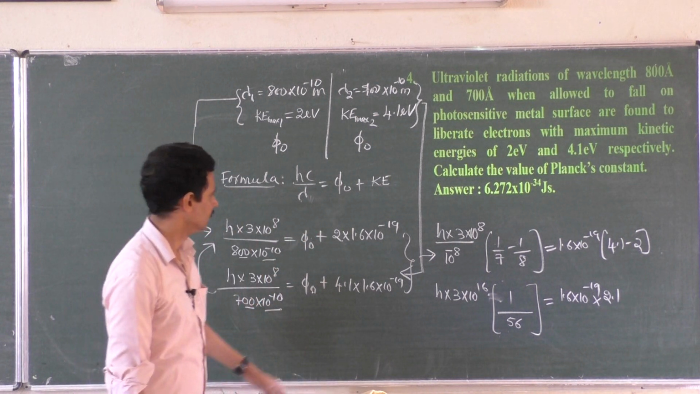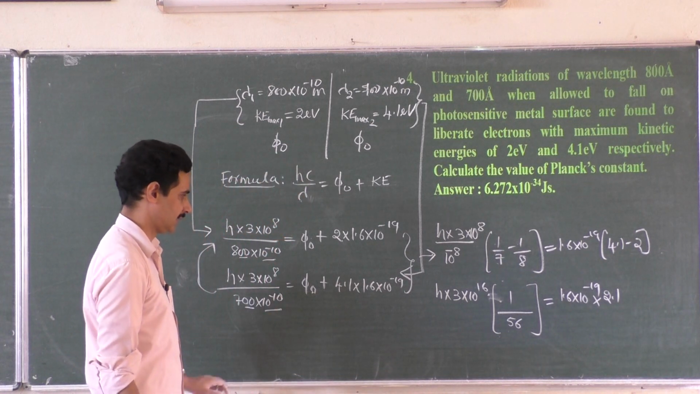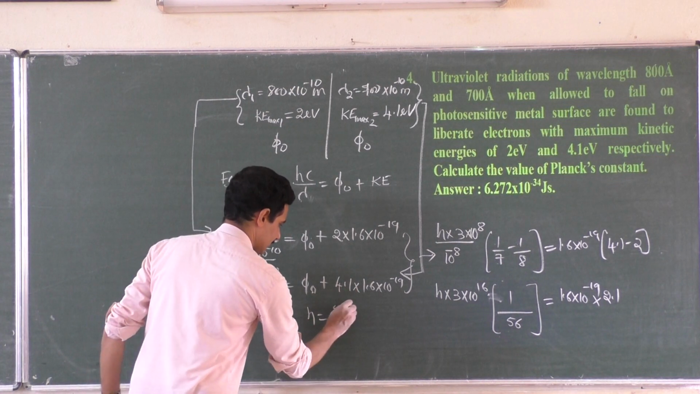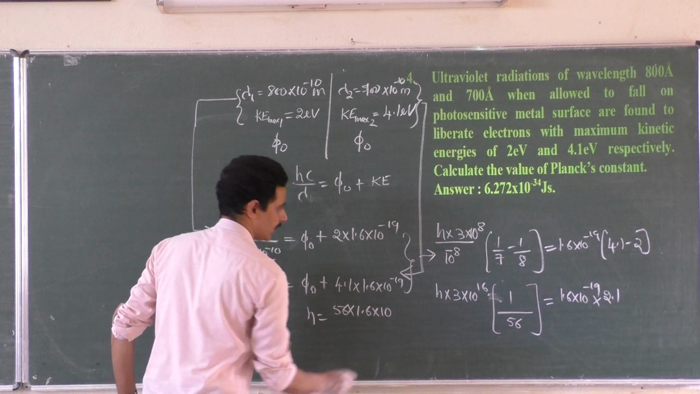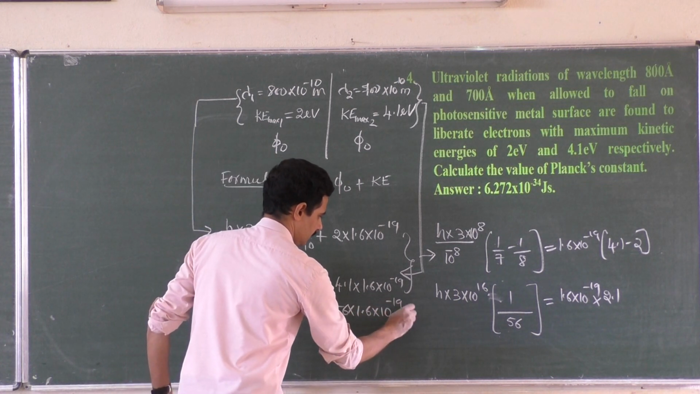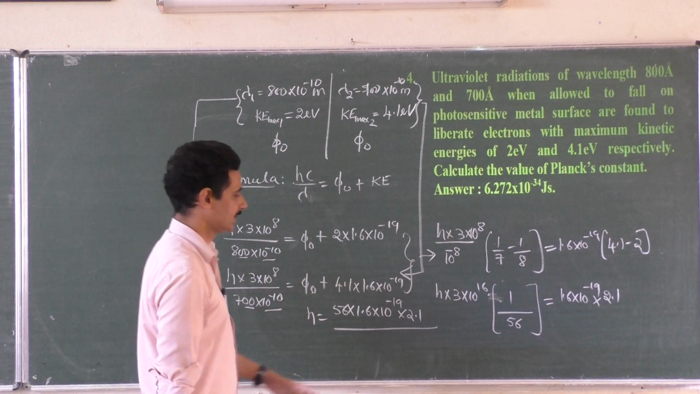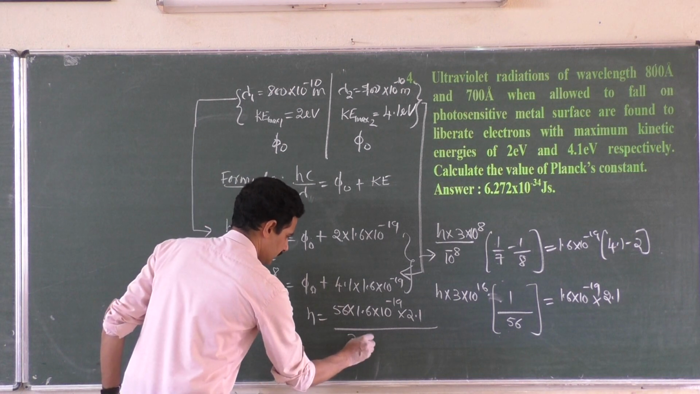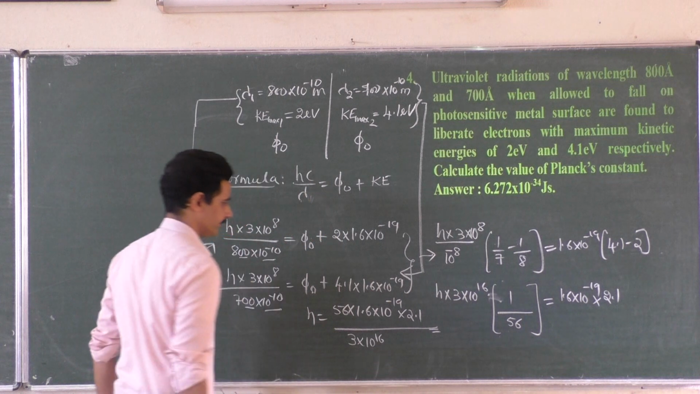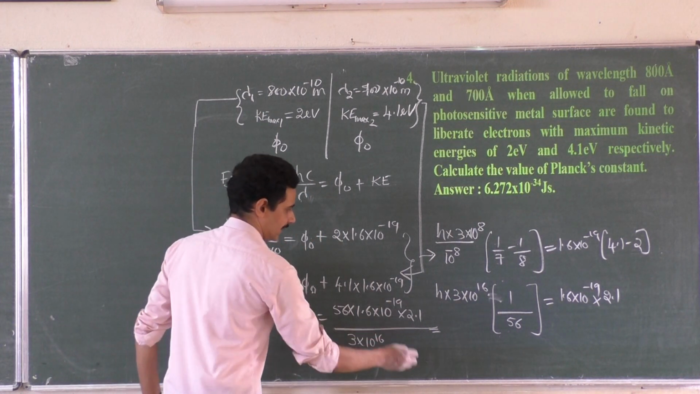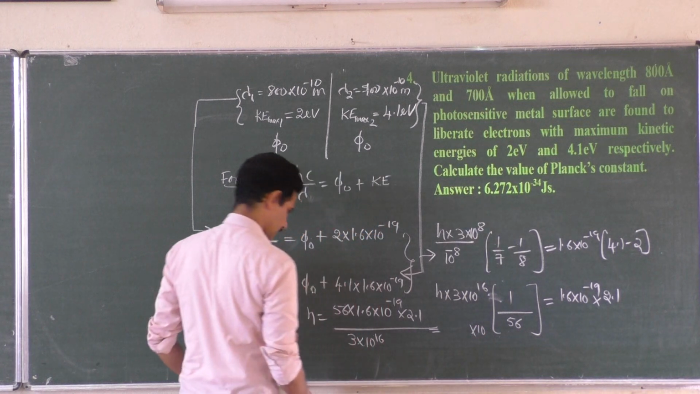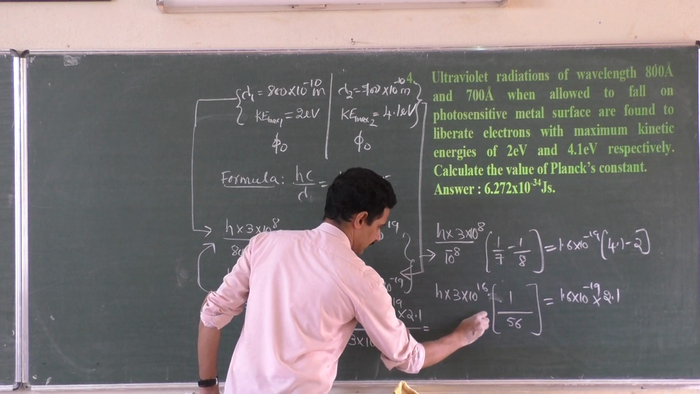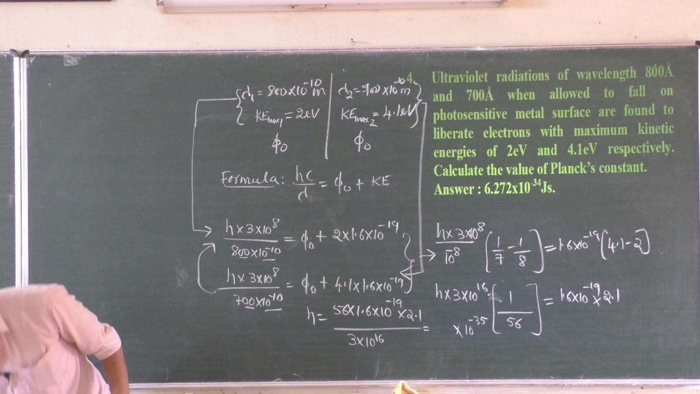Where can I write it now? Shall I rub anything? I think not needed. h can be written directly. h is equal to 56 into 1.6 into 10 to the power minus 19 into 2.1 divided by 56 comes here, 3 into 10 to the power 16, that is equal to 10 to the power minus 35 into the remaining things, calculator, right?